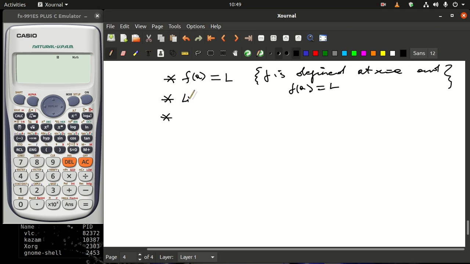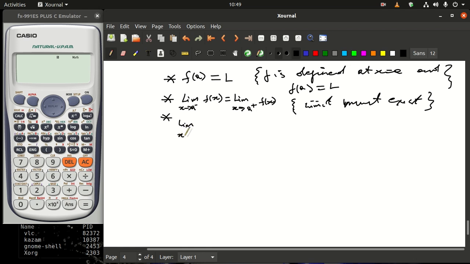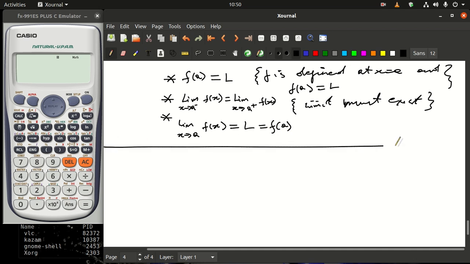And then secondly, the limit as x approaches a on the left of f of x must be equal to the limit as x approaches a on the right of f of x. So the limit must exist. This is what is important. And then the last one is the limit as x approaches a on both sides of f of x must also be equal to L. In other words, it must be equal to f of a. That's what is important. So this is continuity at a point.